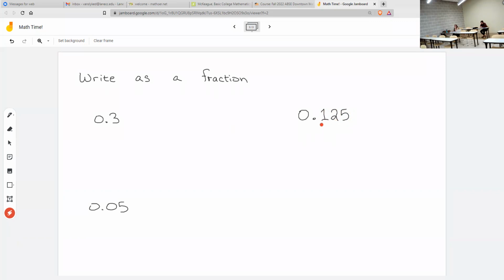Everyone with me with just how to say them? So if you can say them, then you can write them as a fraction. This was 3/10. This was 5/100. And this one was 125 thousandths. Unfortunately, I'm not done because of that annoying rule.